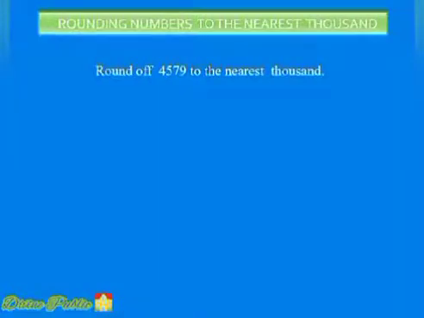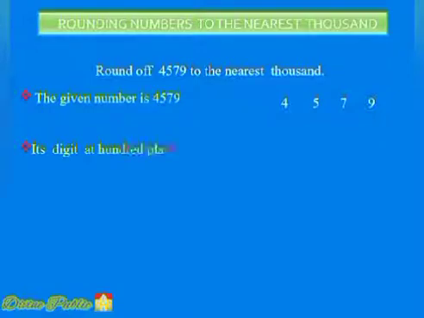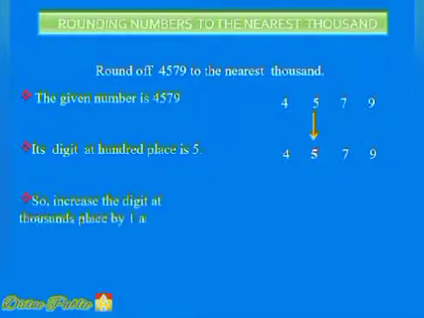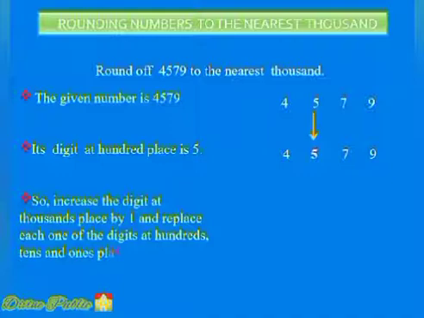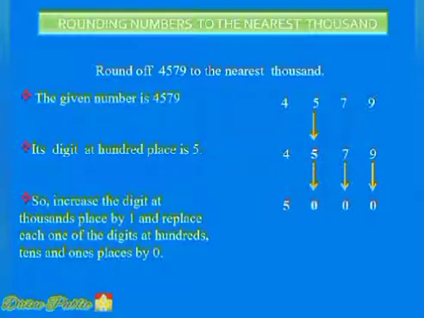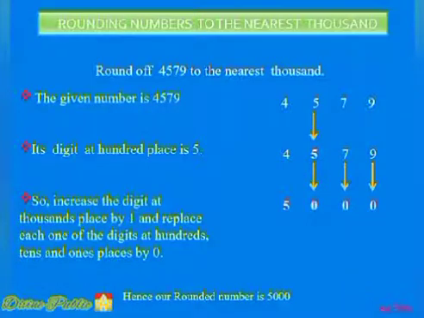See another example. Round off 4,579 to the nearest 1000. The given number is 4,579. Its digit at hundreds place is 5. So, we increase the digit at thousands place by 1 and replace each one of the digits at hundreds, tens and ones place by 0. Hence, our rounded number is 5000.